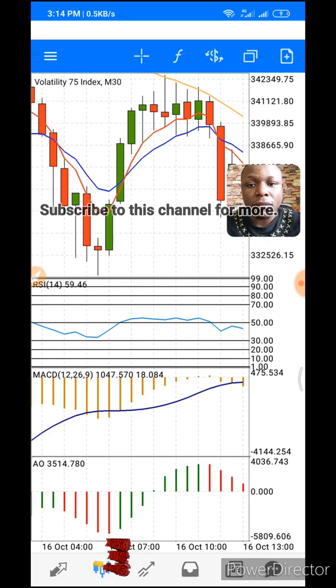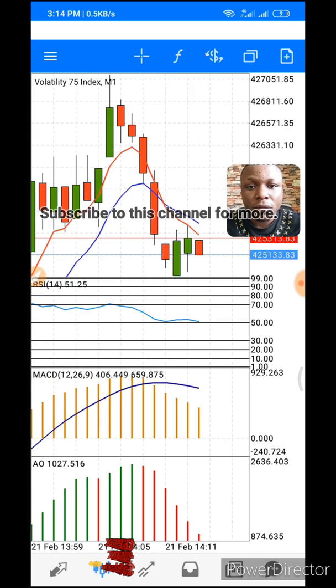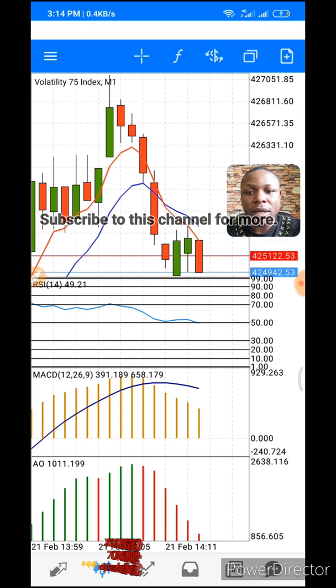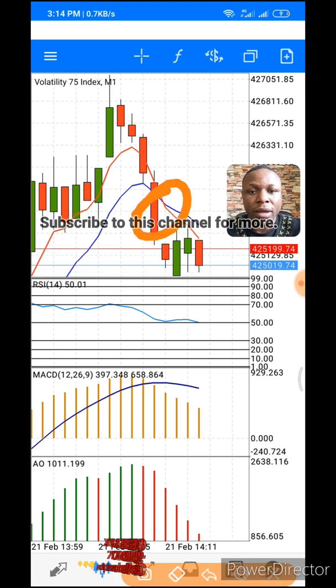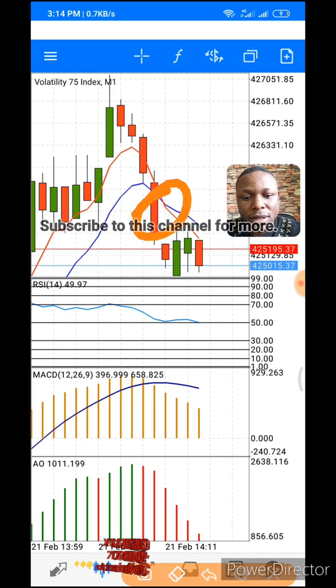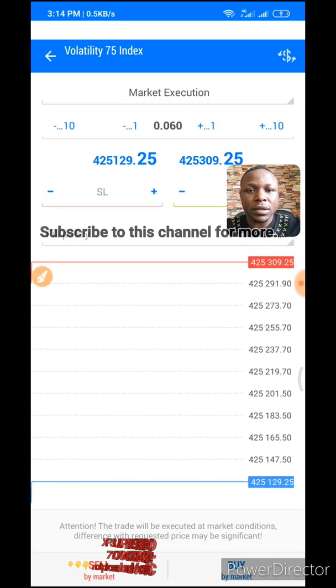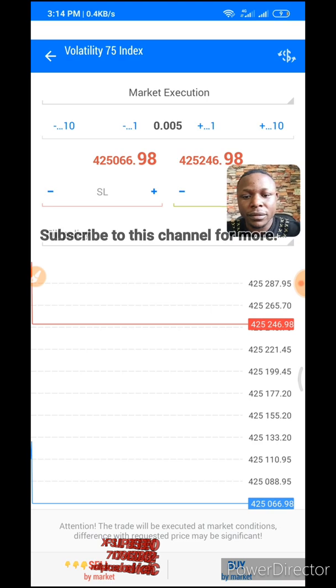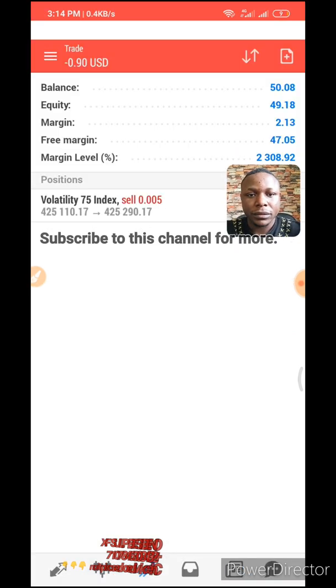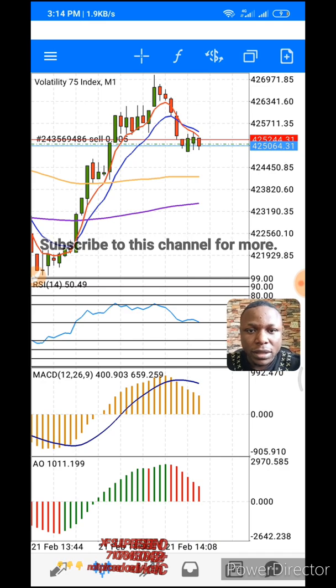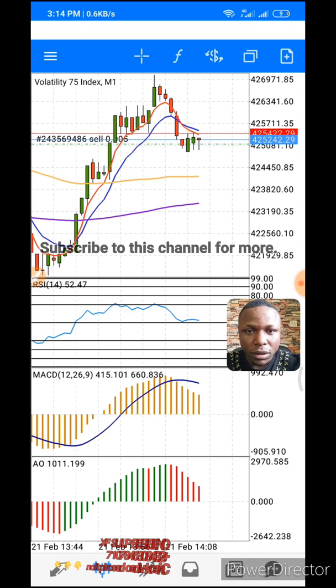So immediately the cross happens. For example, this is M1 right now, and you can see it has crossed over here. It has crossed. So let's try to scalp this market now. It's Volatility 75. So I'll be scalping. I might take like 2 or 3 candles.